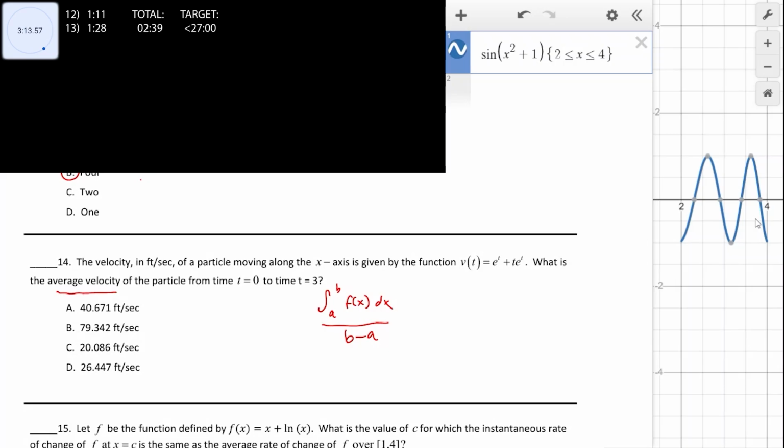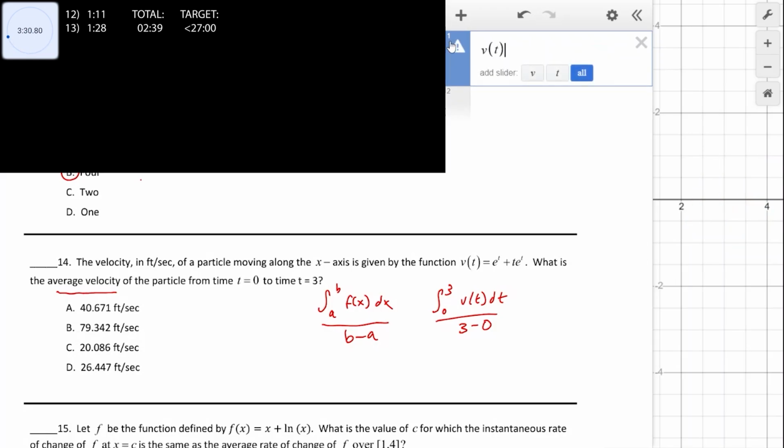So if we want the average velocity between time equals 0 and time equals 3, we're just going to change this to be the integral from 0 to 3 of v of t dt over 3 minus 0. So we can just type this in. First, we'll type in v of t, so that way we can refer directly to it without having to type it within the average value formula. So v of t is e to the t plus t times e to the t.